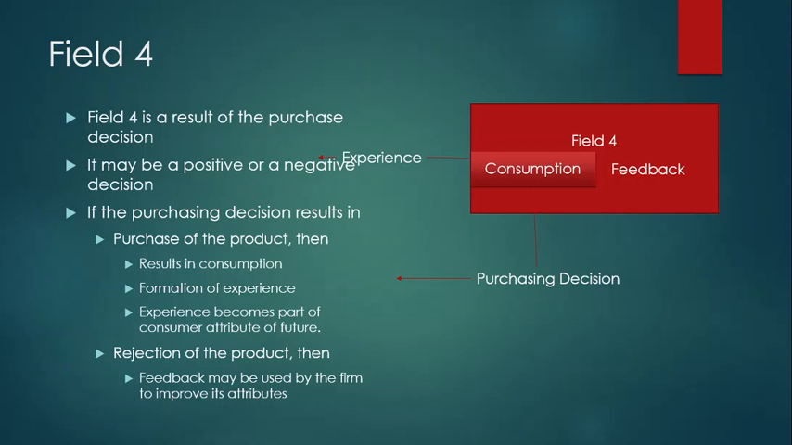If the purchasing decision results in the rejection of the product, then the feedback may be used by the firm to improve its attributes. So this is all about the Nicosia model. It consists of 4 fields, and it shows how dynamic this process is.